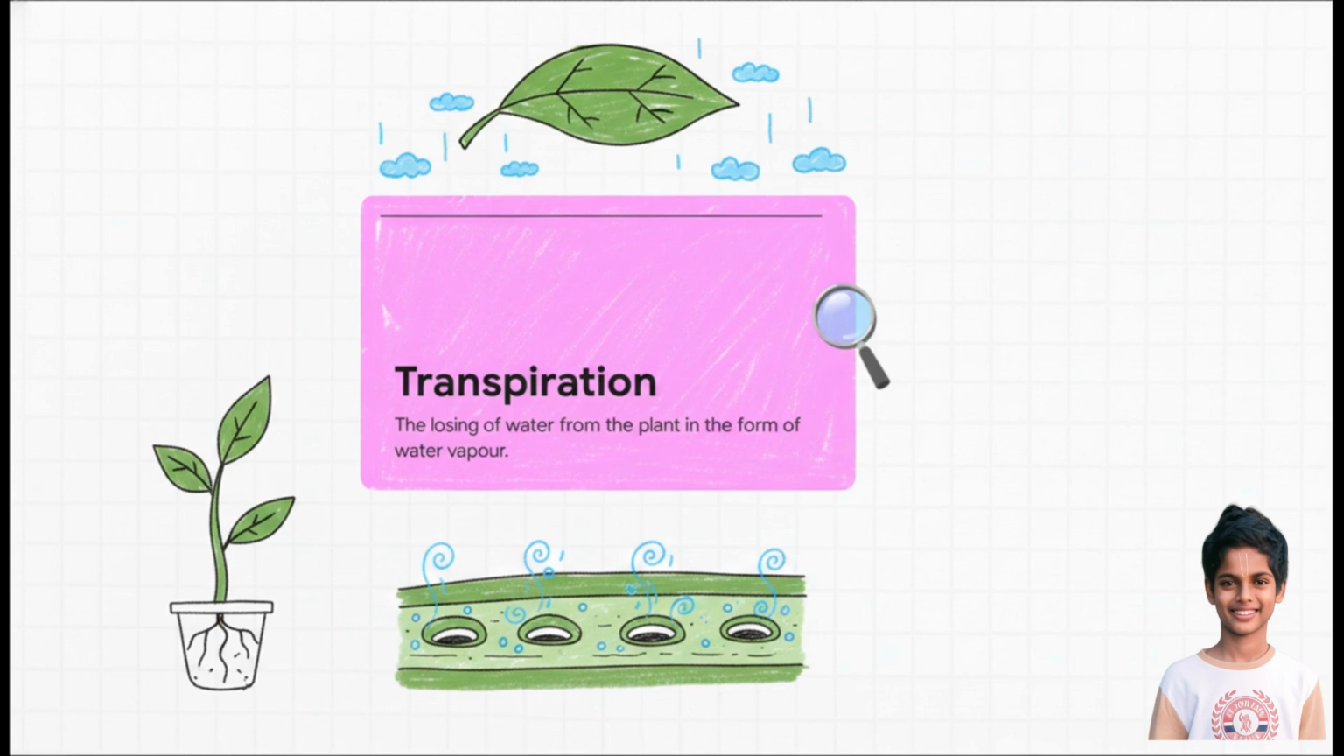Where is all this water escaping from? Mainly through these tiny microscopic openings called stomata, located on the underside of the leaves. The plant actually opens and closes these stomata to perfectly control exactly how much water it lets out.